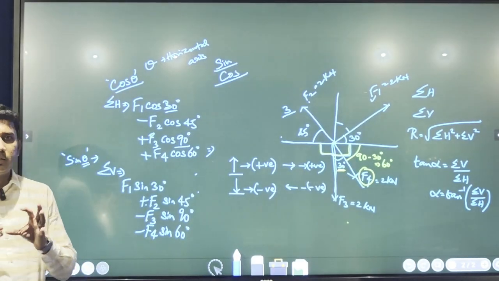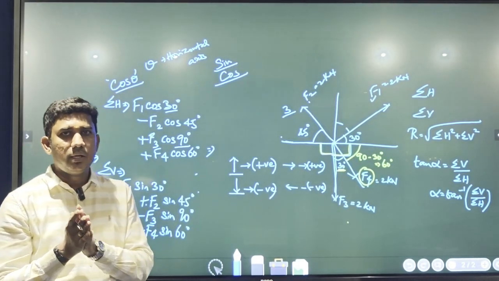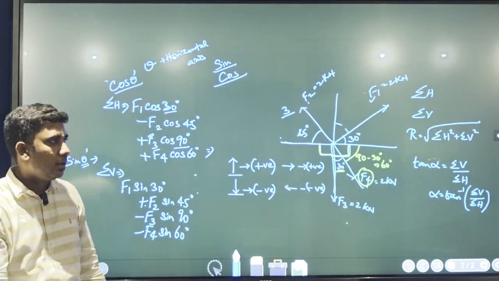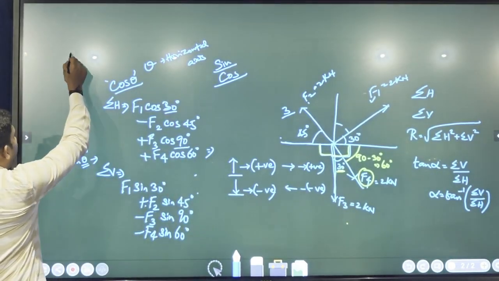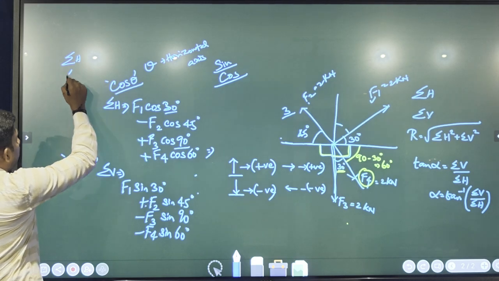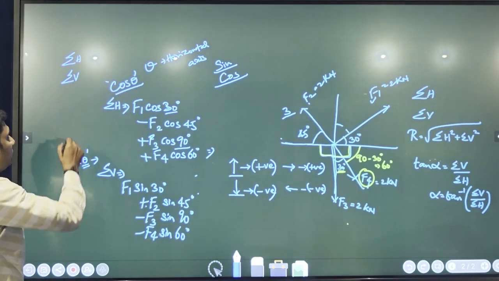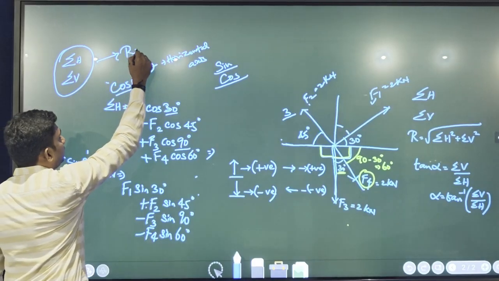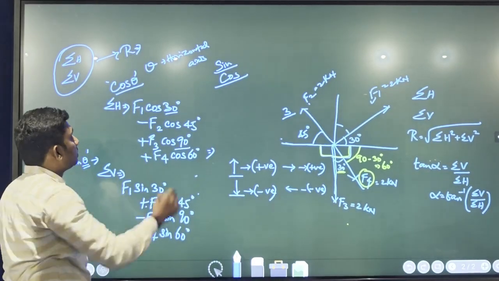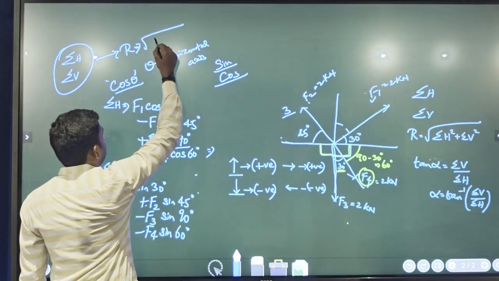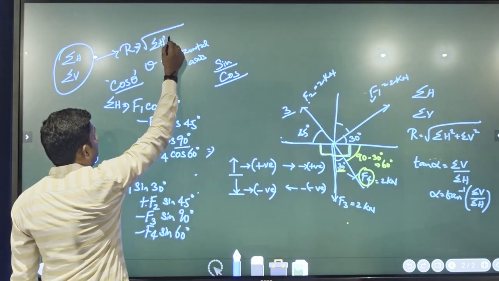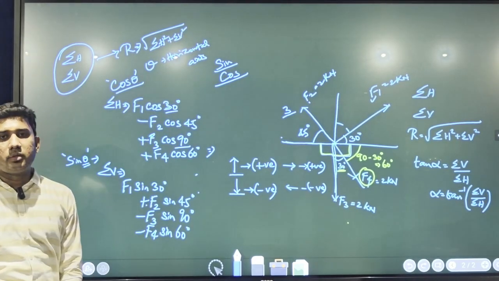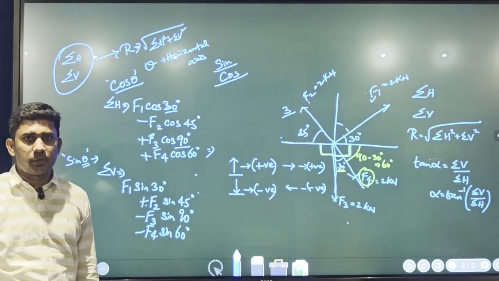Now if I substitute the values of the forces and the values of sine and cosine in the calculator, I will be able to find the values of summation H and summation V. So from these two values, I can now find the resultant. The resultant formula will be the square root of summation H square plus summation V square.